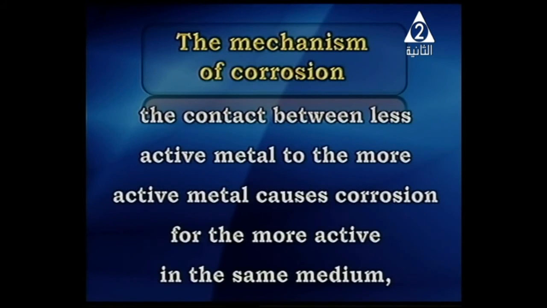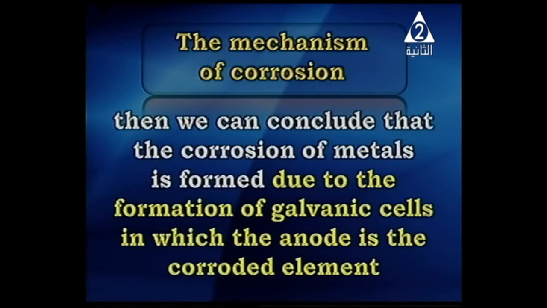After that, we have contact between a less active metal and a more active metal, which causes corrosion as small cells. The reaction between metals causes corrosion of the active one in the same medium with another metal that's less active than it. So we can conclude that the corrosion of metals is due to the formation of galvanic cells, in which the anode is the corroded element.